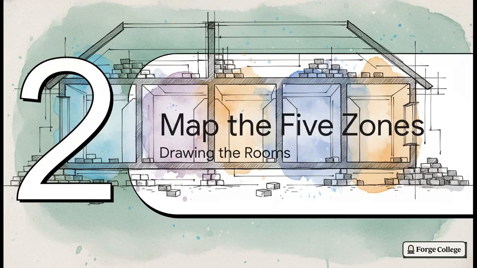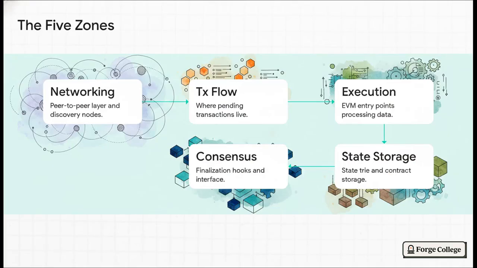Section 2. Mapping the 5 zones, drawing the rooms. Let's start by laying down the load-bearing walls of our blockchain house. Without defining these 5 specific zones, our components would literally just be a messy pile on the floor.